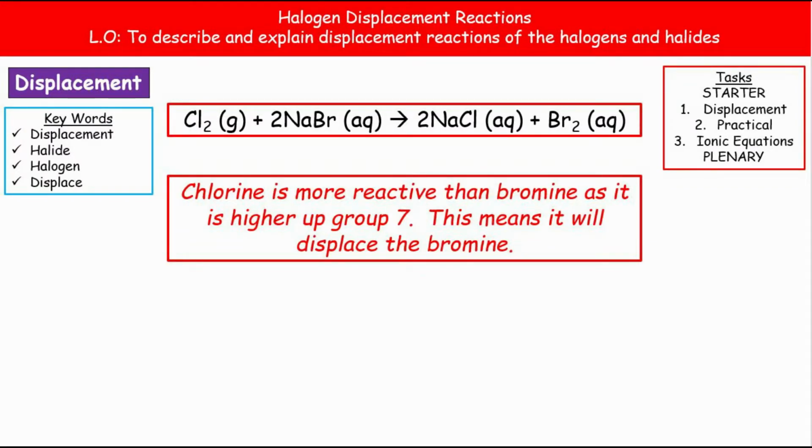Hopefully what we wrote down is that chlorine is more reactive than bromine. That should be our first point, because if we think about the halogens, chlorine is above bromine, it's closer to the top, and the closer to the top of the group they are, the more reactive they are. So chlorine is more reactive than bromine, and that means it's going to then displace the bromine, because that's what happens when we react a more reactive halogen with a less reactive halogen in the form of a halide. It takes its place.